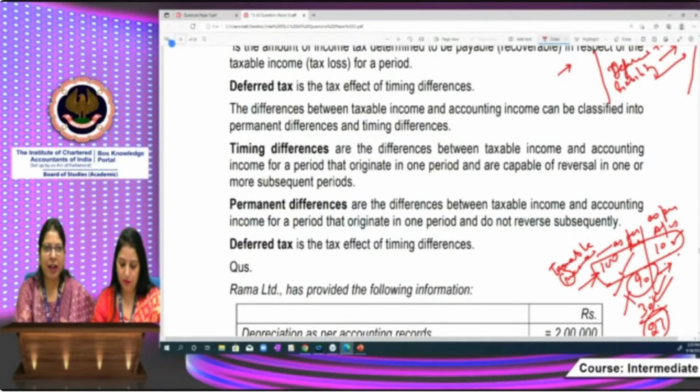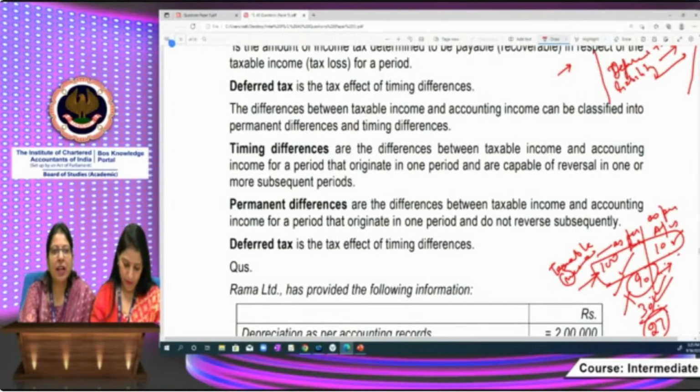We have to identify the tax effect of the timing differences in the given scenario. We will also solve a particular problem where we can see what type of questions can be asked on this particular standard. So what exactly is a deferred tax? Deferred tax is a tax effect of timing differences. In your profit and loss statement, what will you show? You will show current tax as well as deferred tax.